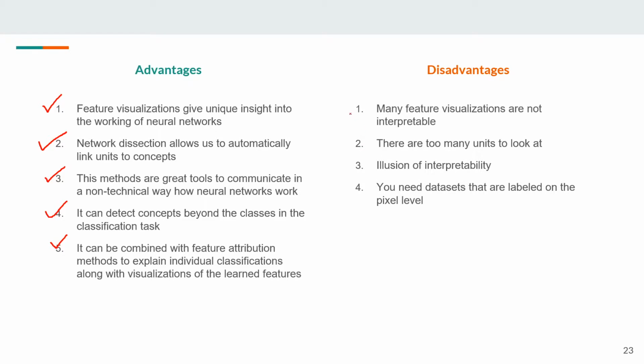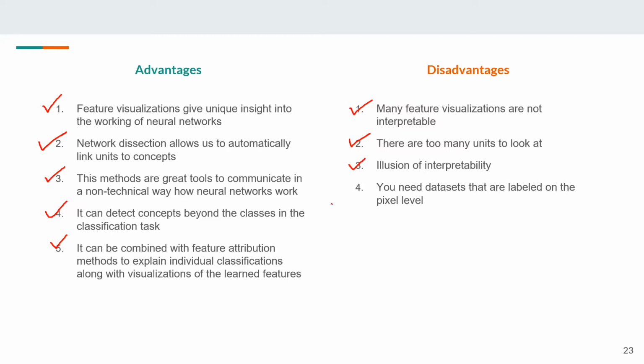The disadvantages are that many feature visualizations are not interpretable. Besides, there are too many units to look at. So interpreting big networks requires a lot of time. And we have to be careful not to fall into the illusion of interpretability of convolutional neural networks.